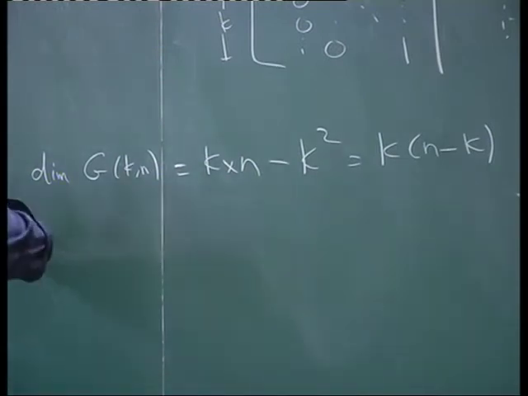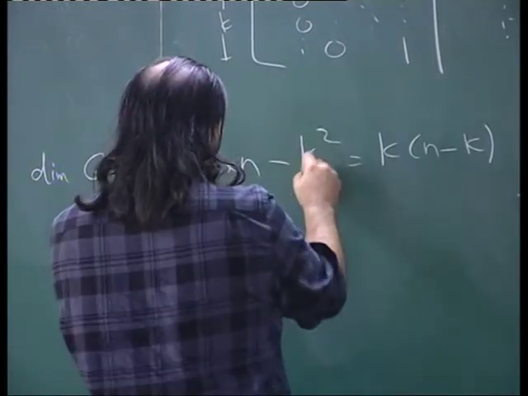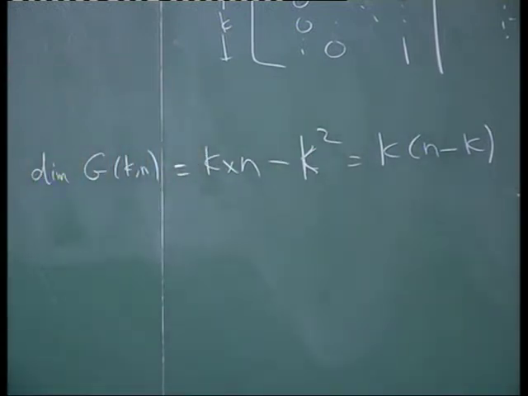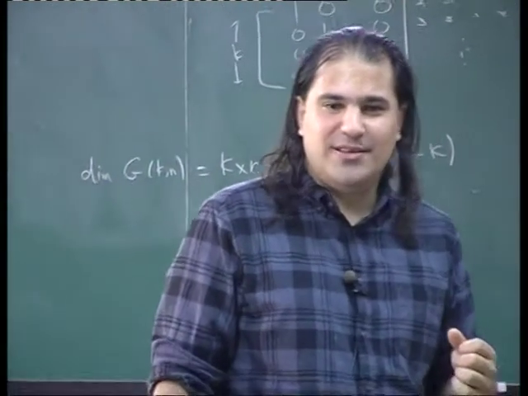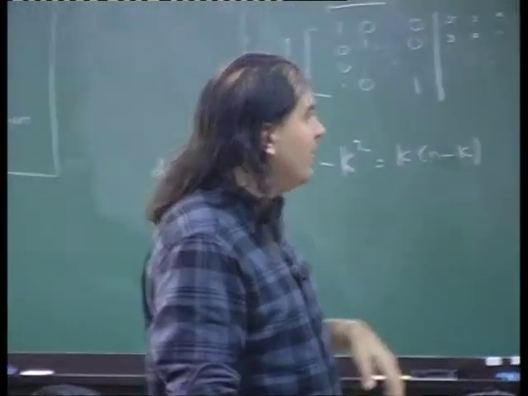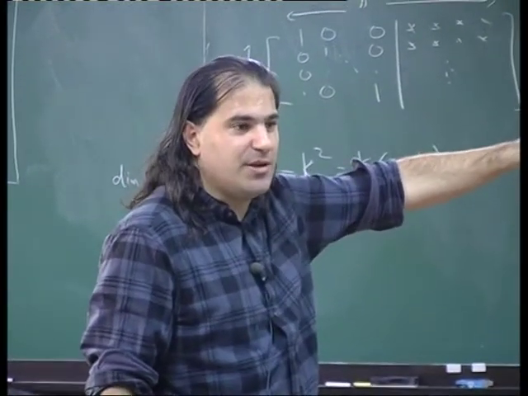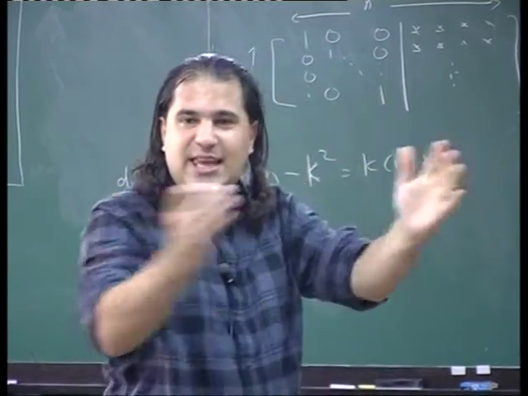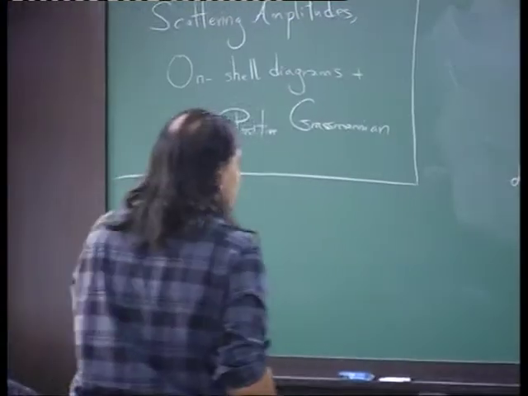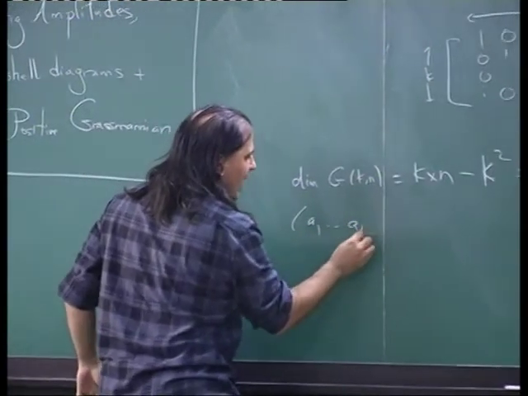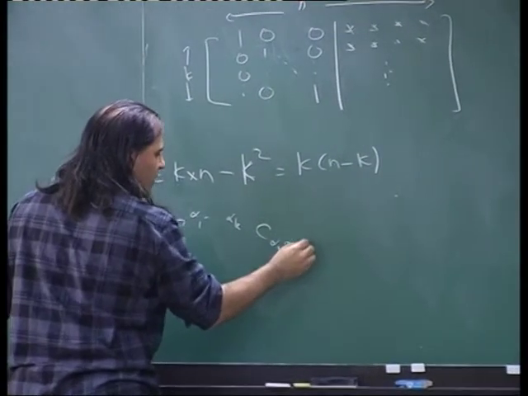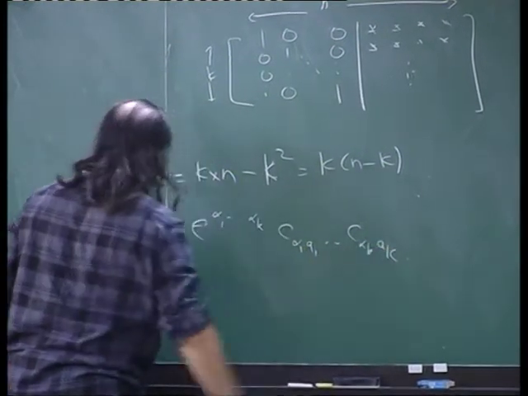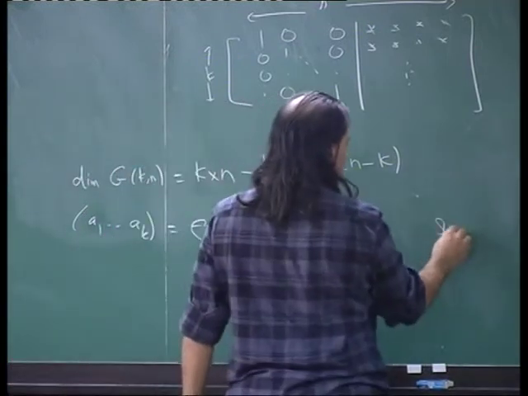And one more thing: what are the GL(k) invariant data associated with this k-plane? First, let's do the SL(k) invariant data. The SL(k) invariant data are the so-called minors of this k by n matrix. A minor of the k by n matrix is where you take any k of the columns and take its determinant. So I can define A1 through Ak to be epsilon alpha 1 through alpha k, c alpha 1 A1 through c alpha k Ak. So these are the SL(k) invariants.